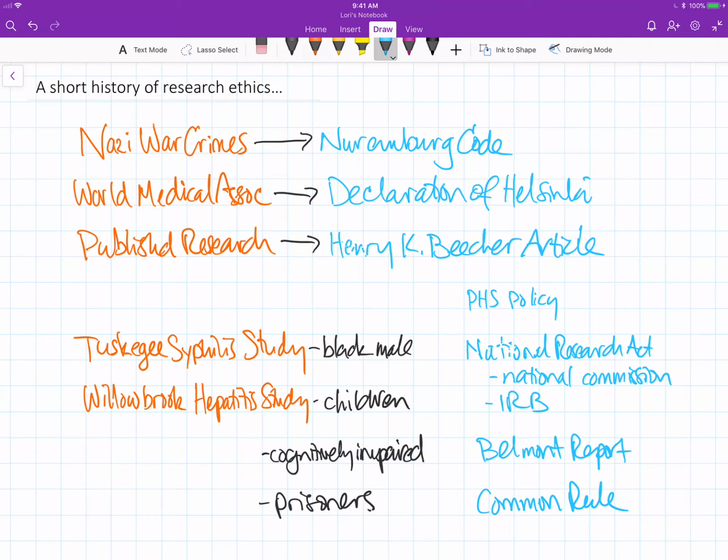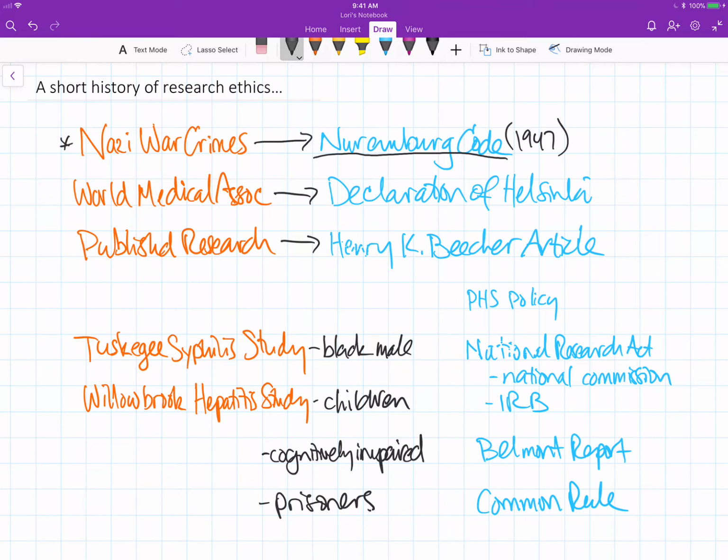Research ethics really came into focus with the Nazi war crimes, and what happened during the war was evaluated during the Nuremberg trials, and out of that came what were called the Nuremberg Code, and those were published in 1947. And they outlined a variety of things that really addressed what happened in the war crimes.